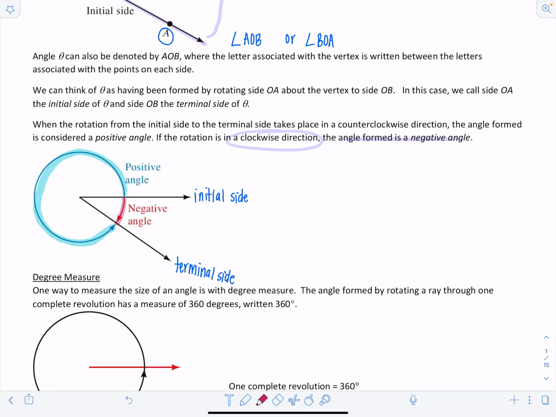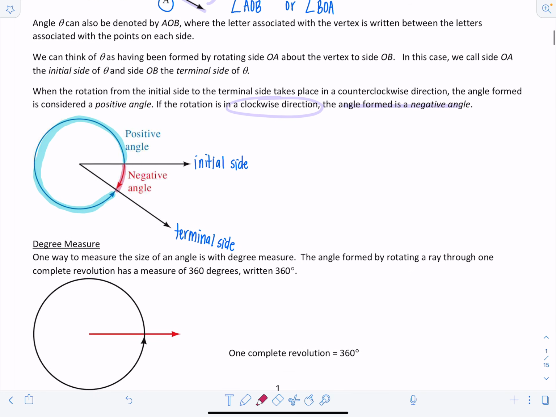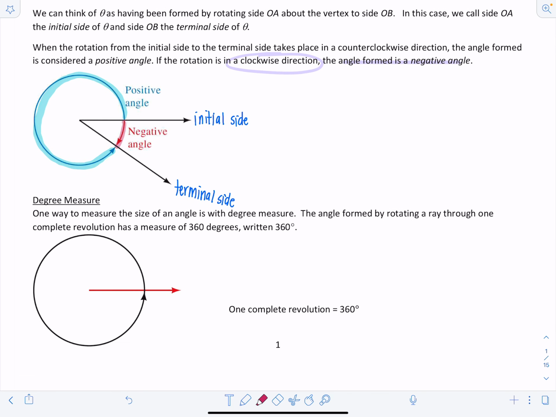All right, now degree measure. One way to measure the size of an angle is with degree measure. And the angle formed by rotating a ray through one complete revolution has a measure of 360 degrees, which we write 360, and then you use a little circle as a superscript to indicate that it's degrees. Make sure if you're using degrees, you don't forget to indicate it using the notation, because we have another unit of measure for angles. And if you forget the degree sign, then it means you're using the other measure, which wouldn't be right. So don't forget to write it down.